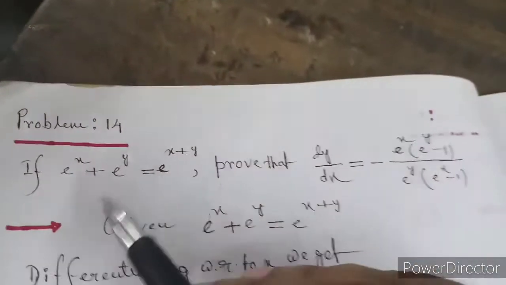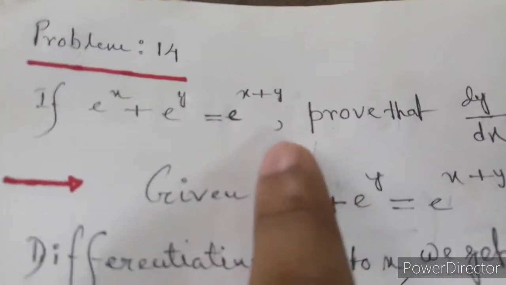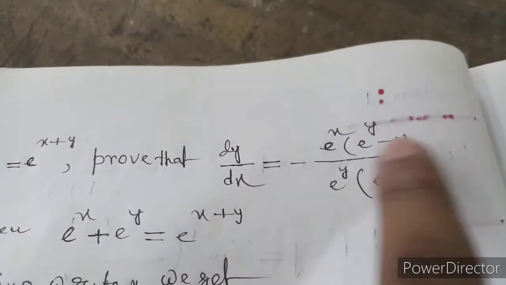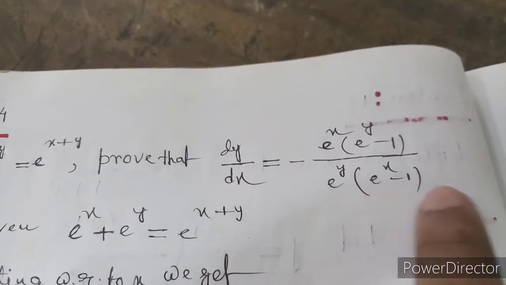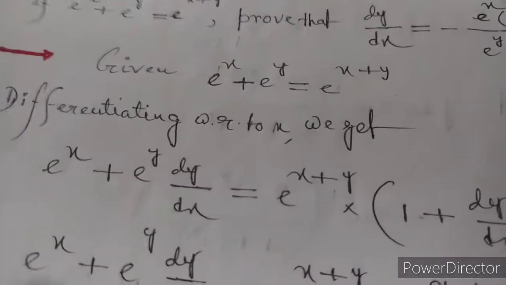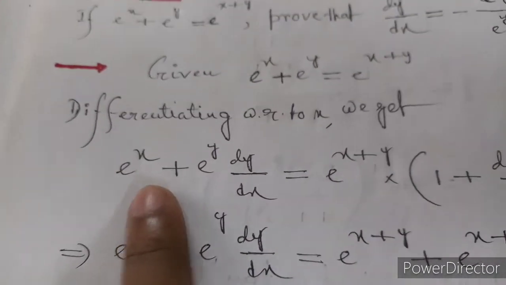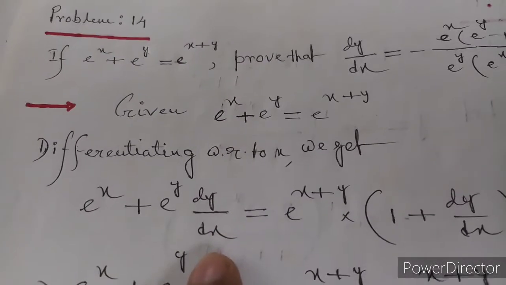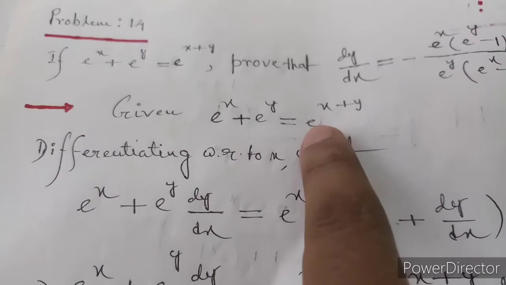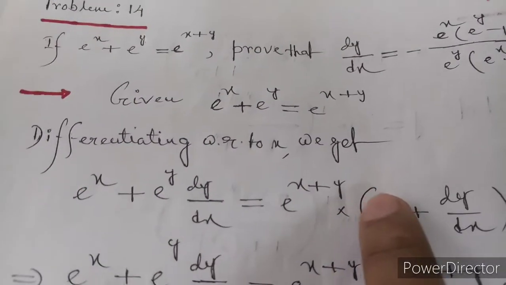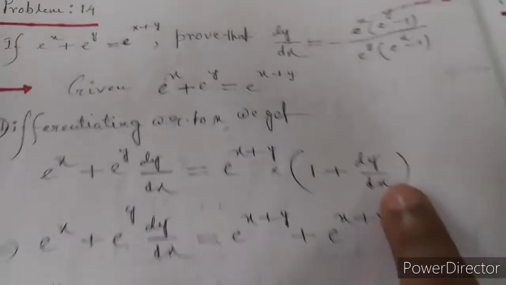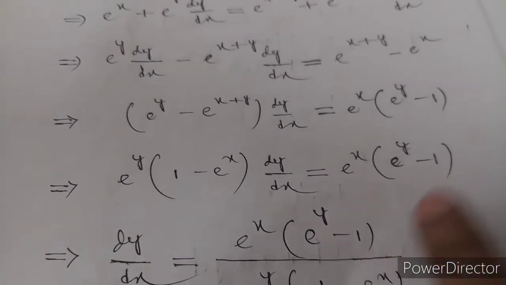So now the next problem is, if y e to the power x plus e to the power y equals e to the power x plus y, then prove that dy/dx equals minus e to the power x into e to the power y minus 1 by e to the power y into e to the power x minus 1. How to prove it? So differentiating with respect to x, we get e to the power x plus derivative of e to the power y, which is e to the power y into derivative of y, dy/dx with respect to x, obviously, and this would be e to the power x plus y, derivative of e to the power x plus y. Now derivative of x plus y is derivative of x is 1 and derivative of y is dy/dx. So after simplifying we get the result.